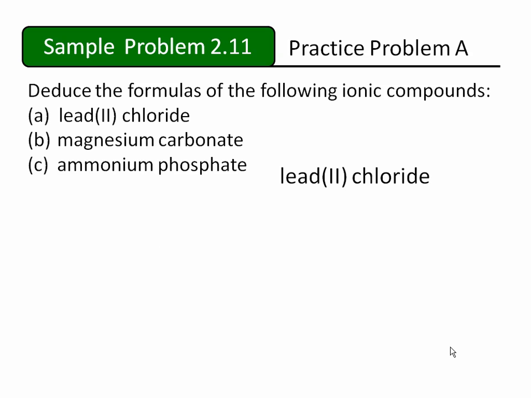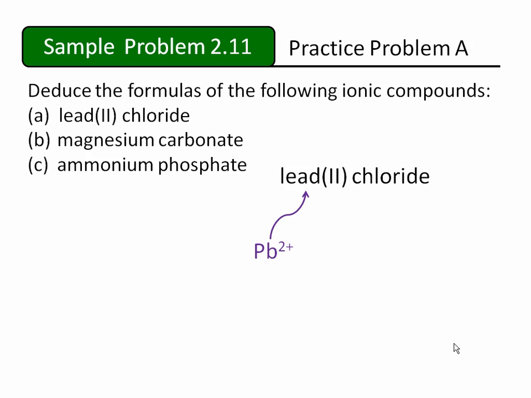Letter A is lead 2 chloride. The first thing that appears in this name is the identity of the cation. This is always true of ionic compounds. Lead 2 indicates that our cation is Pb with a charge of +2. The Roman numeral only tells us the charge of the cation.